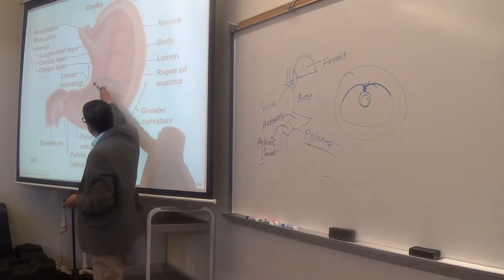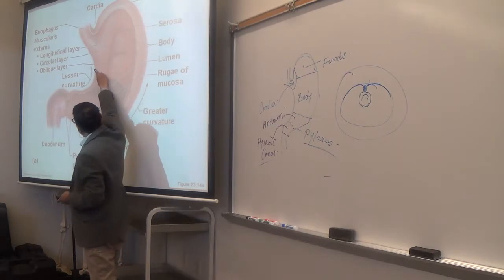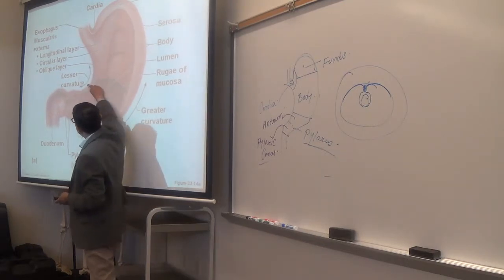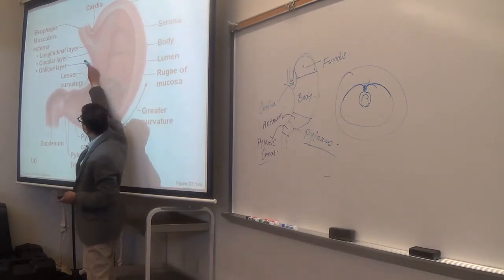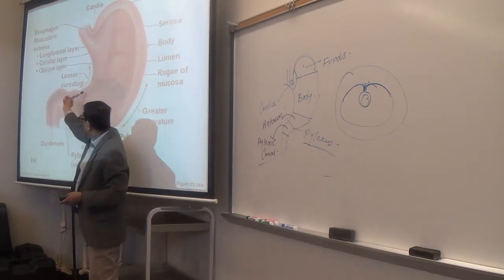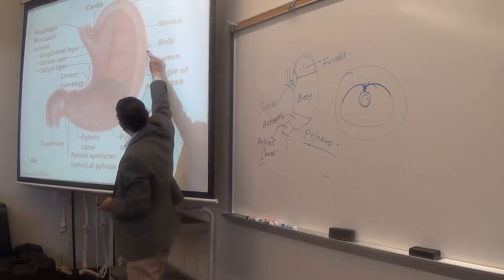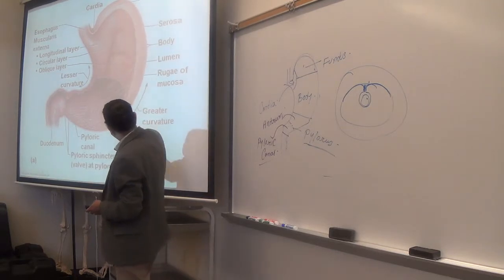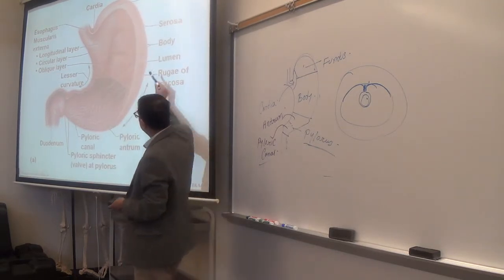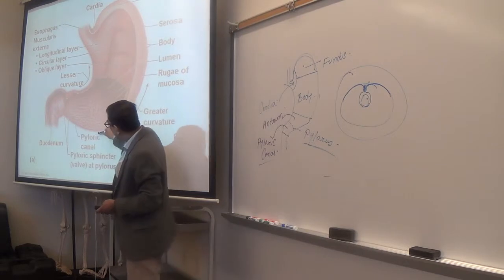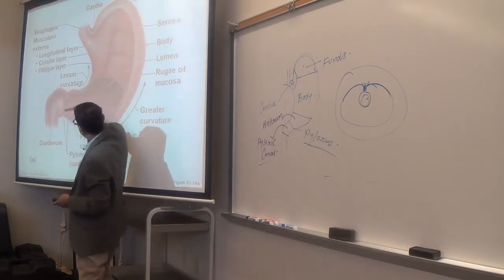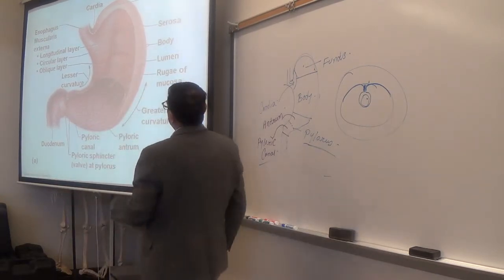Now, this part of the stomach is called the lesser curvature, C-shape, and this outer border is called the greater curvature. Okay, this is big, that's why greater curve, and this is the lesser curvature. Okay, so that is the stomach.